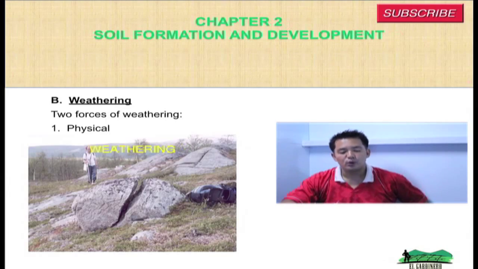Now we have generally two forces of weathering. The first one is physical weathering, and the other one is chemical weathering. They differ in terms of how they act on the parent rock. Okay, so I'm showing you a picture of physical weathering. As you can see, it is a disintegration of the parent rock.